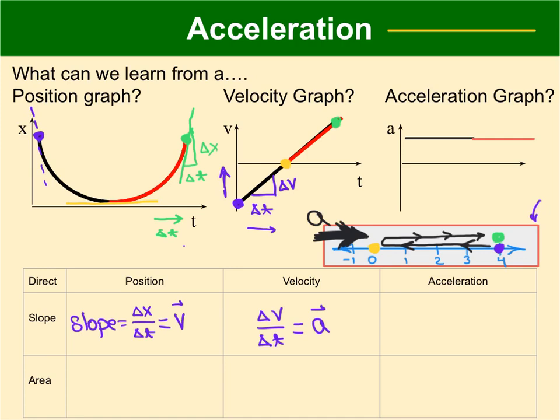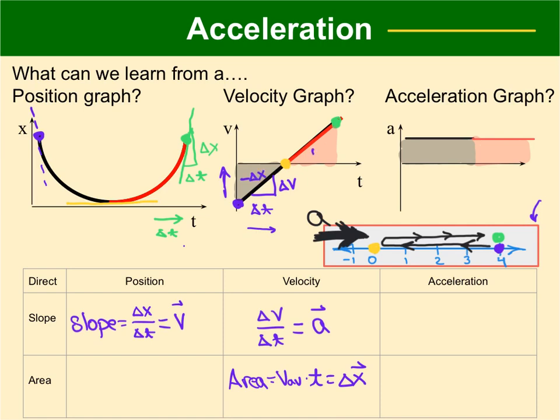Let's consider the areas. The area of each graph, of the velocity graph, is equal to the average velocity times time. If you took the area of a triangle, we'd get that it is equal to the change in position. In this first case, the black section, because we're in the negative section, we have a negative area.